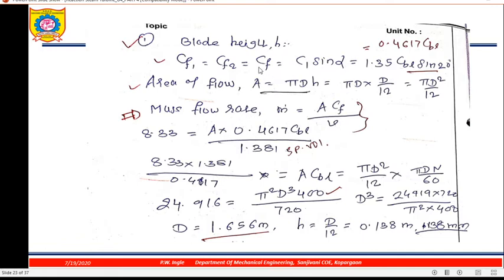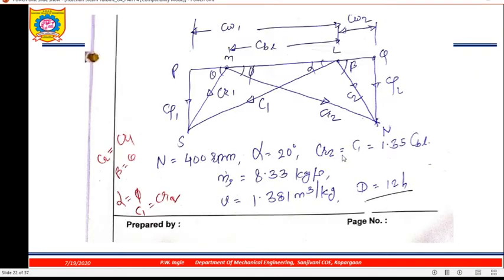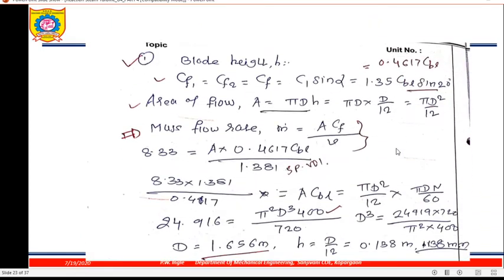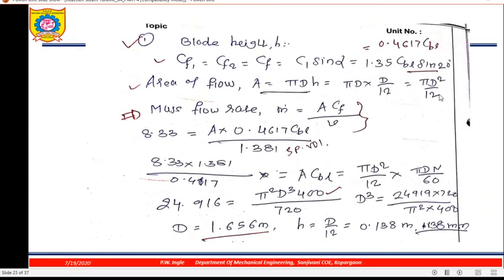Okay. Now CF1 equal to CF2 equal to CF equal to C1 sin alpha. So it is 1.35 times the CBL into sin 20. Because C1 is how much? 1.35 times the CBL. Now the area of flow is pi into D into H. So it is pi D. What is H? It is D by 12, because it is mentioned in the problem, D equal to 12H. Okay. So it is pi D square by 12. Now at this stage we don't know D. Okay. So mass flow rate is what? Area into CF upon specific volume.